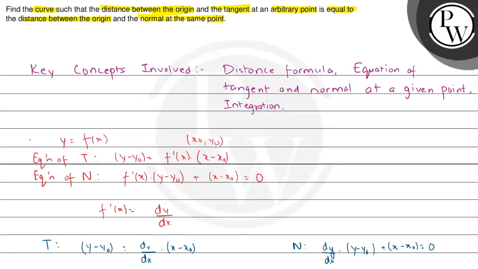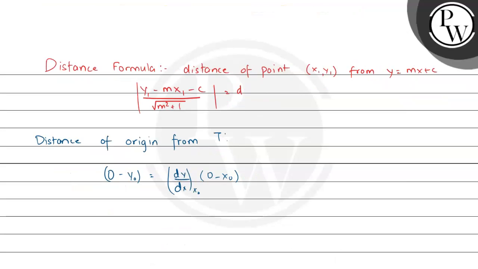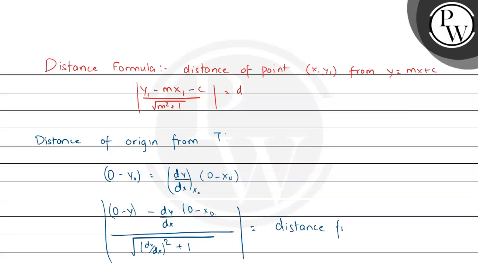Now note that even though I'm saying f dash of x is equal to dy by dx, the point that we are considering is (x0, y0). So this f dash of x would be f dash of x0, which is dy by dx corresponding to the value of x0. Simply speaking, if we replace x0 and y0 by x and y respectively, because those are points on the curve too, we can say that the distance of origin from tangent T would be the modulus of 0 minus y equals dy by dx times 0 minus x, upon under root of dy by dx whole square plus 1, where the tangent slope m was dy by dx. This is the distance from origin.